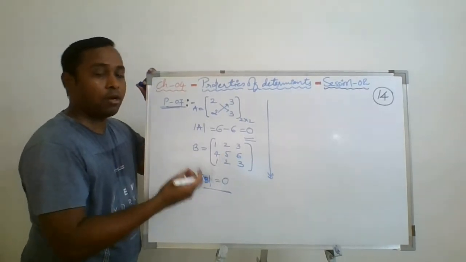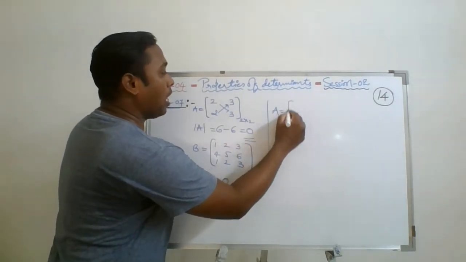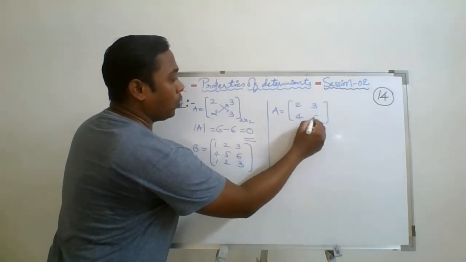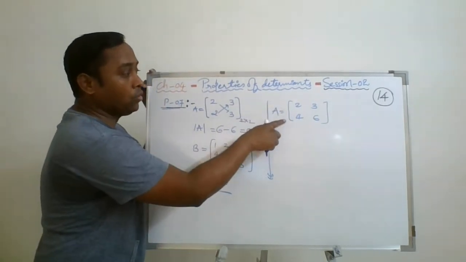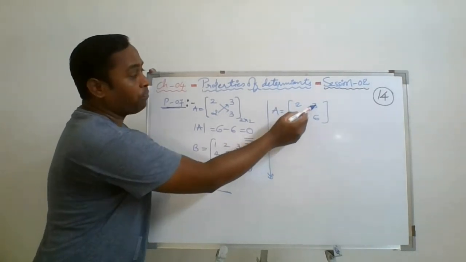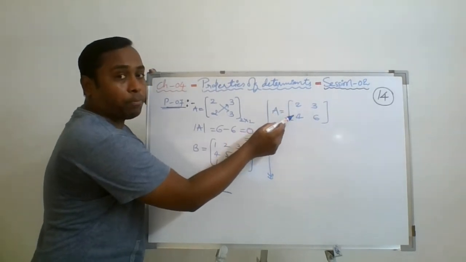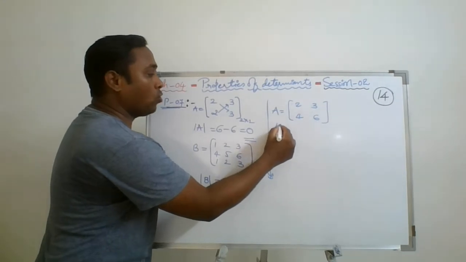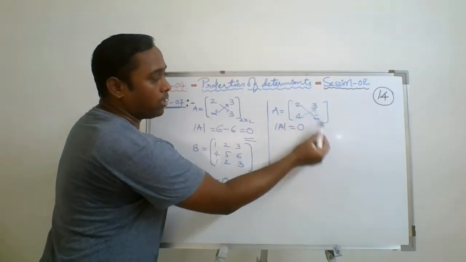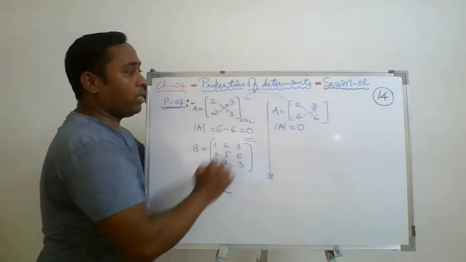Apart from this property, another statement can also work. In property number 7 we can add one more point. If any rows are proportional, meaning the ratio of the row 1 elements and the row 2 elements, let us say 2 by 4 is 1 by 2, 3 by 6 is 1 by 2. Hence row 1 elements are proportional with row 2 elements, then also the determinant value is 0. You may check: 6 times 2 is 12, 4 times 3 is 12, 12 minus 12 is 0. So this property will also be included in property number 7.